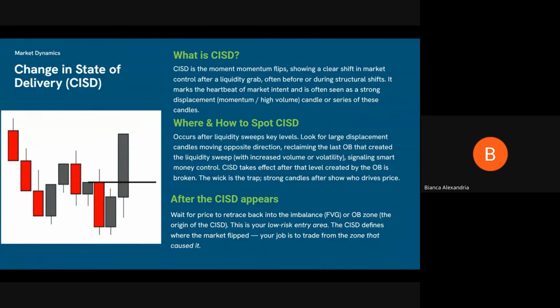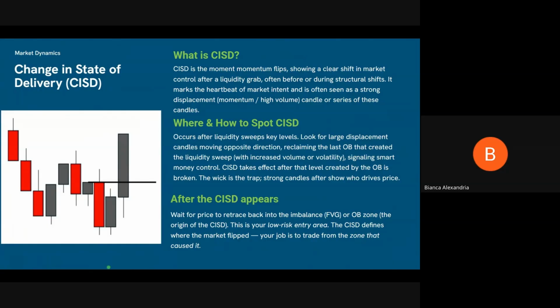With this concept, it bridges the gap between the liquidity sweep and the market structure shift we just talked about. We'll talk about the liquidity sweep in more detail right after this. Once again, the change in state of delivery occurs immediately after a liquidity grab and before or during a market structure shift. It's like the heartbeat of the market's intent. So in this example right here, oh, y'all can't see my cursor. All right, let's do this.